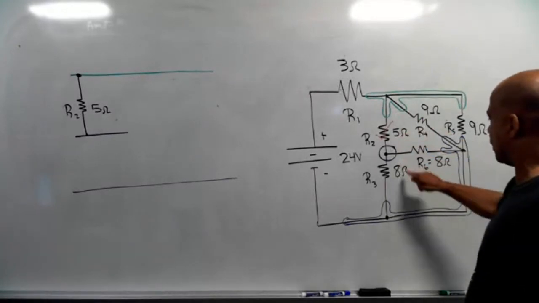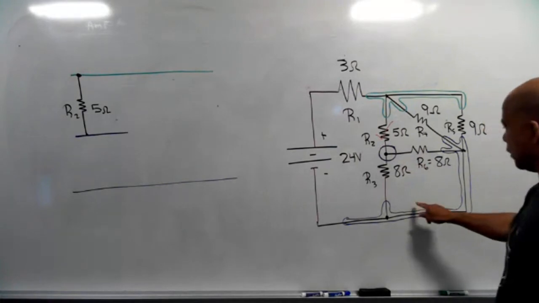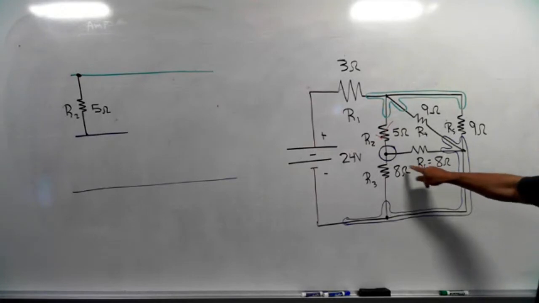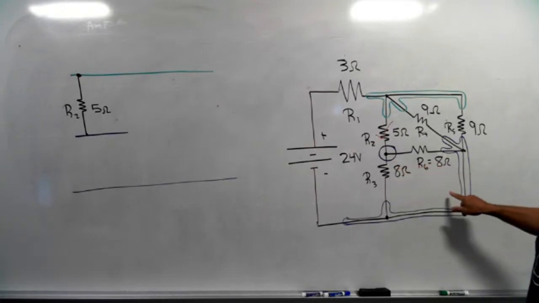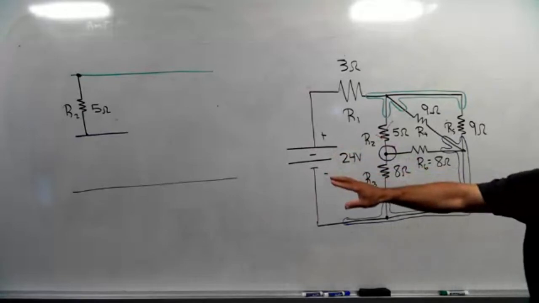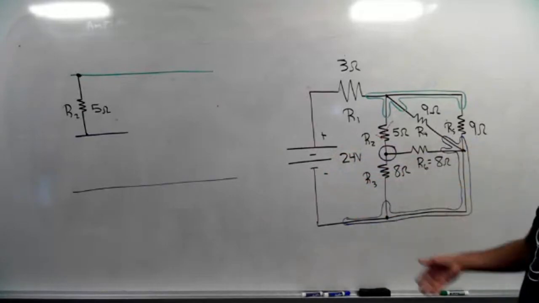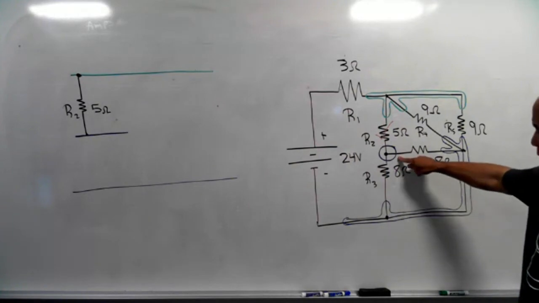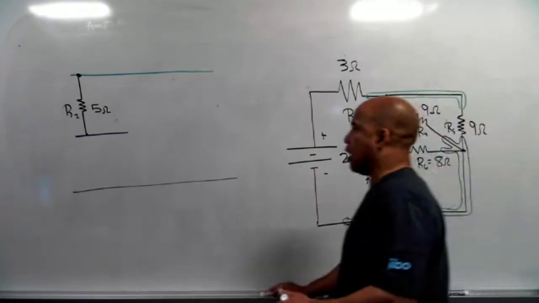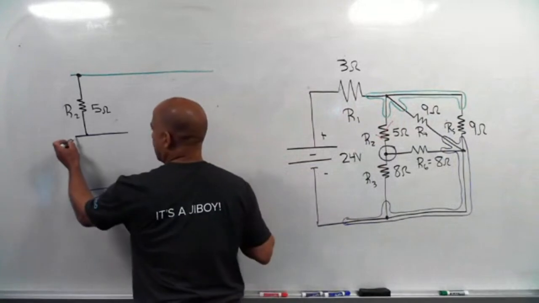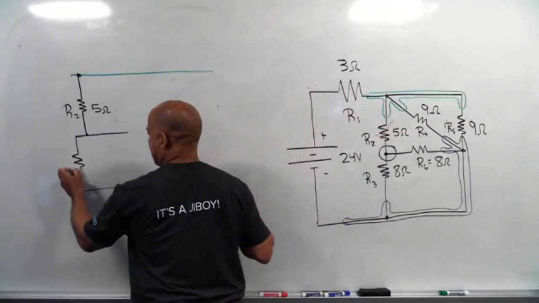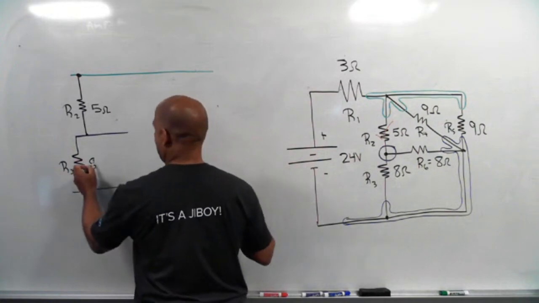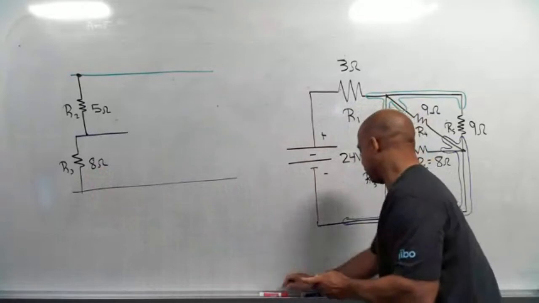What about between the purple node and the blue node? Between the purple node and the blue node, I see I got R3 and R6. Both of those are connected to the purple node, and the other ends are connected to the blue node. So I'm going to draw those over there, but remember, I'm not going to draw them at an angle. I can only draw them straight up and down or horizontally. So I'm going to draw R3 over here between the purple and the blue. And it is 8 ohms. I'm done with that one.